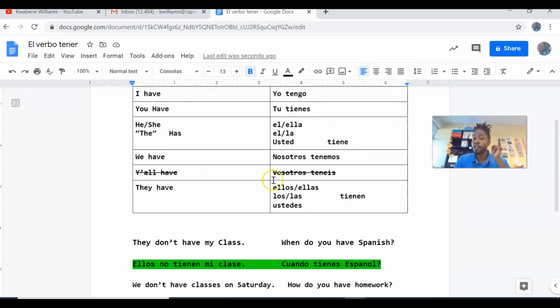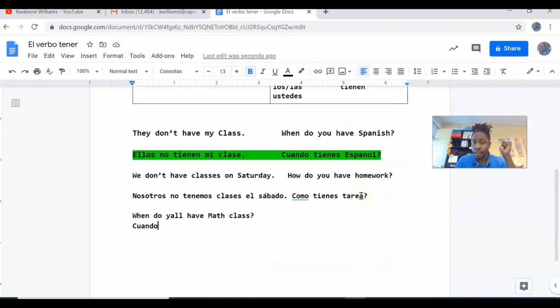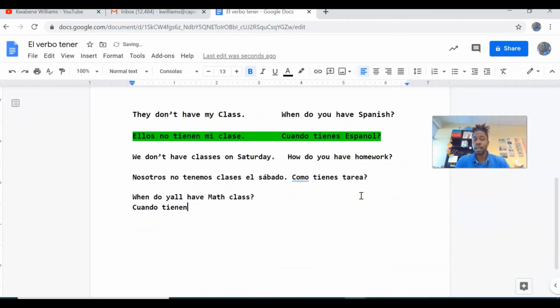Now, if we're in Spain, you could say tenéis. It's going to make it easier. We're going to pretend we're not in Spain and we can't say tenéis, so we need to choose one of these. We see that ustedes is our word for y'all, so we're going to say tienen. So we're going to say, ¿cuándo tienen la clase de matemáticas? So right now it says, when do they have math class? Okay, and I'm going to assume it's they because we haven't said who it is.